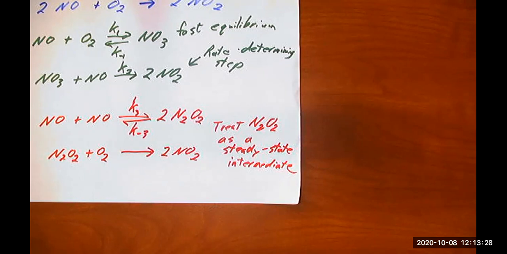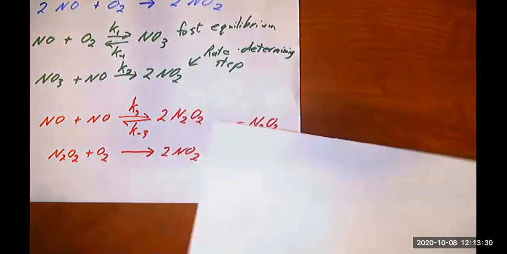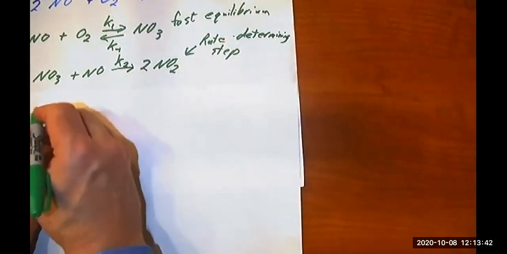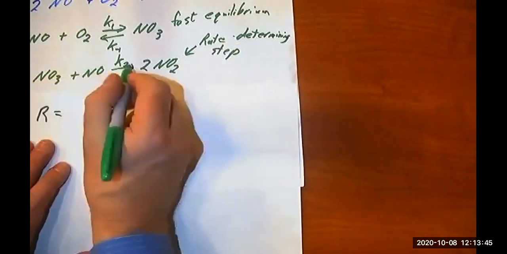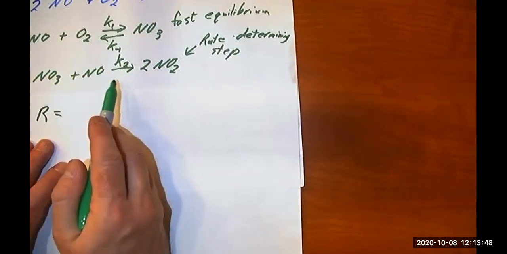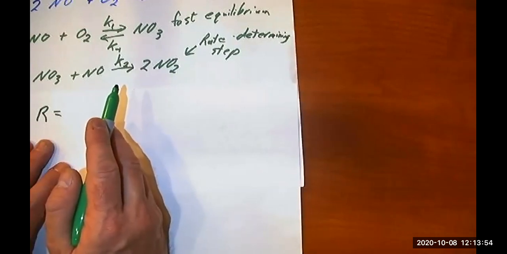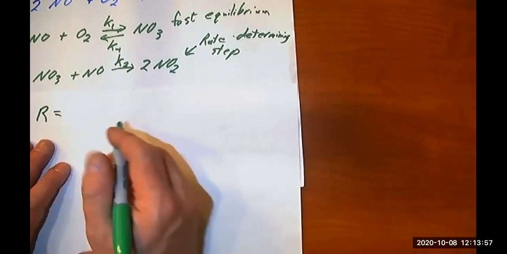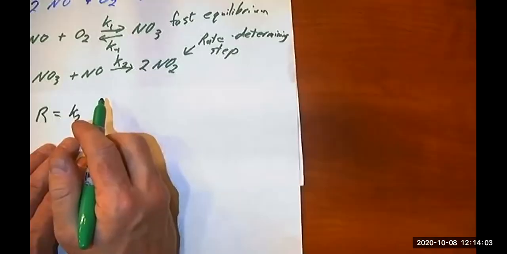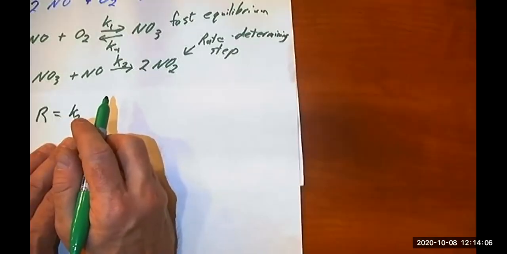Okay, so let's do the top one first. What we want to do is figure out what rate law this predicts. So if this is the rate determining step, then we write the overall rate as the rate of this step. Can somebody tell me what I should write down for the rate of this step? Okay, so K2, NO3, NO.